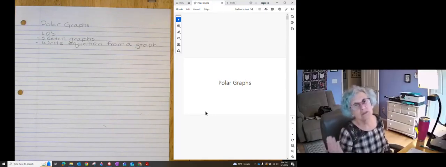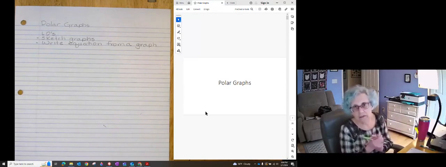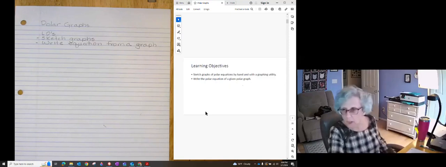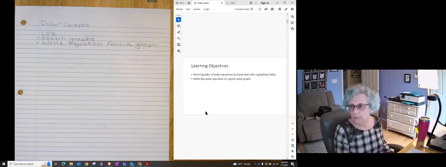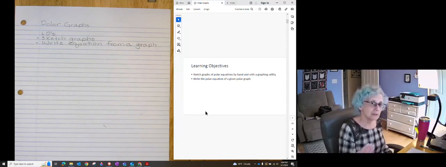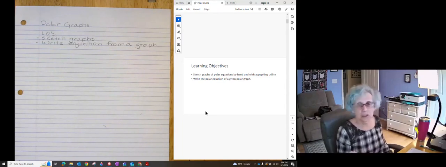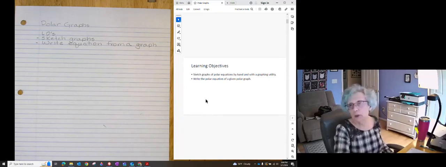This is the most fun section in this unit, polar graphs, because they're fun to draw. Even with my poor drawing skills, they're fun to draw. So we're going to sketch graphs of polar equations by hand and with a graphing utility to check them, but you know that you're not going to have that graphing utility on test day. And then we'll write the equation from a polar graph.